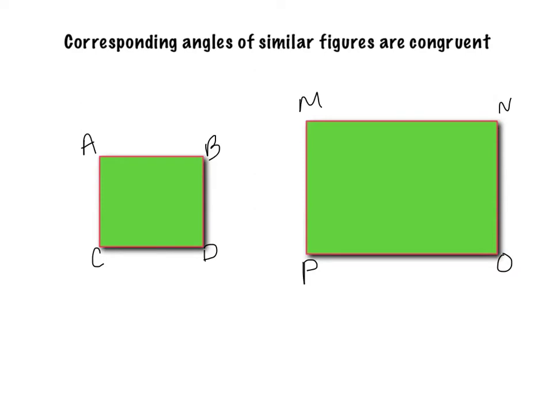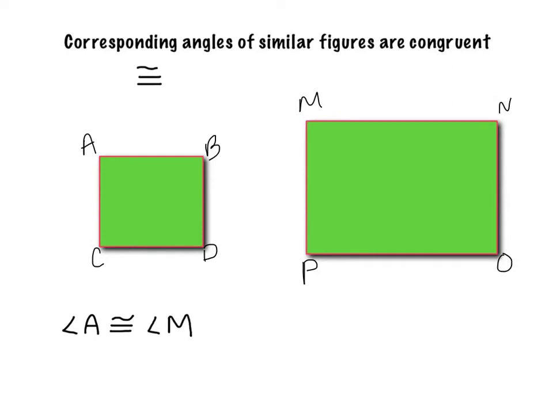Here we have two similar quadrilaterals, and we're going to talk about corresponding angles. So corresponding angles of similar figures are congruent, and we're going to use this symbol to show that angles are congruent. And what I mean by that is that angle A, which is here, and angle M, which is here, they're in the same position in the upper left-hand corner of both figures. So those two angles should be congruent, and we will show that like this. Angle A is congruent to angle M.